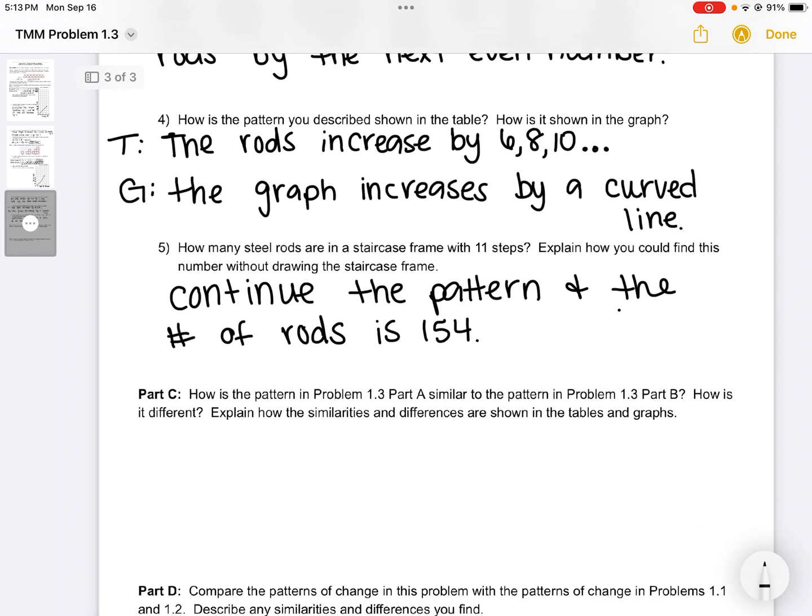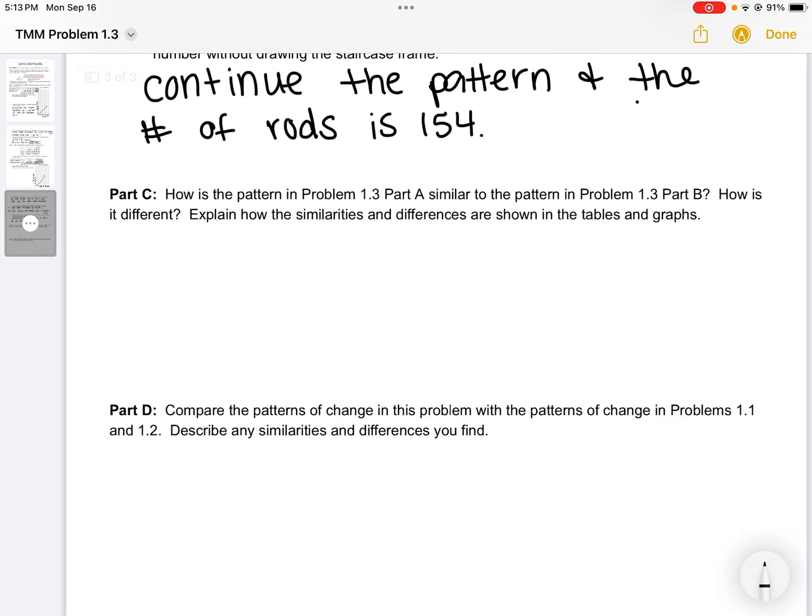Alrighty, last 2 questions. Let's go ahead and get this done. Part C, how is the pattern in problem 1.3 part A similar to the pattern in problem 1.3 part B? So how is the pattern related in the first part of this notes versus the second part that we just completed? How are they similar? How are they different? So I'm going to go ahead and cut this area into 2. I'm going to put similarities on the left. So I'm going to put sim. On the right, I'm going to go ahead and put difference or diff.